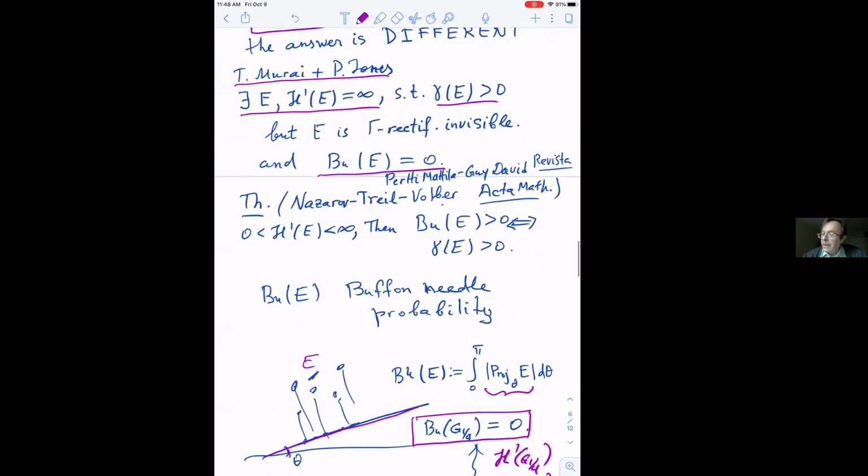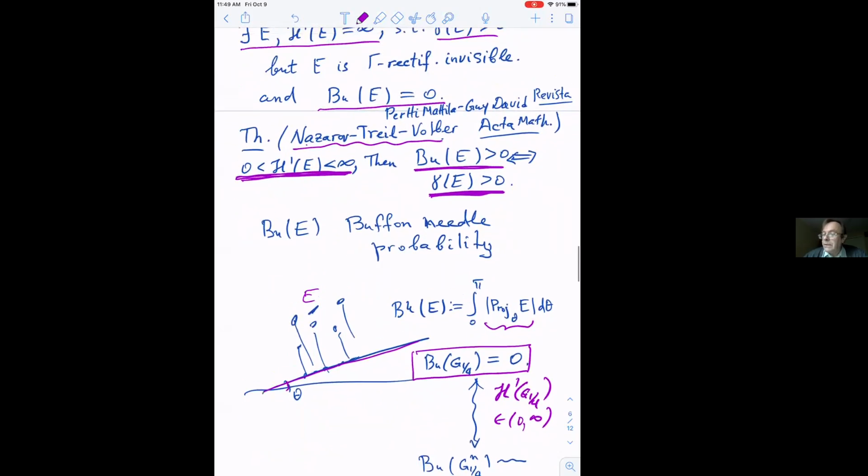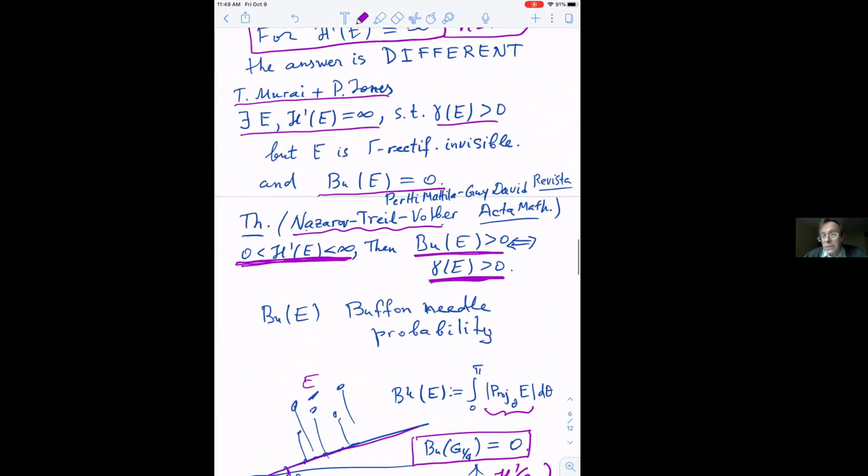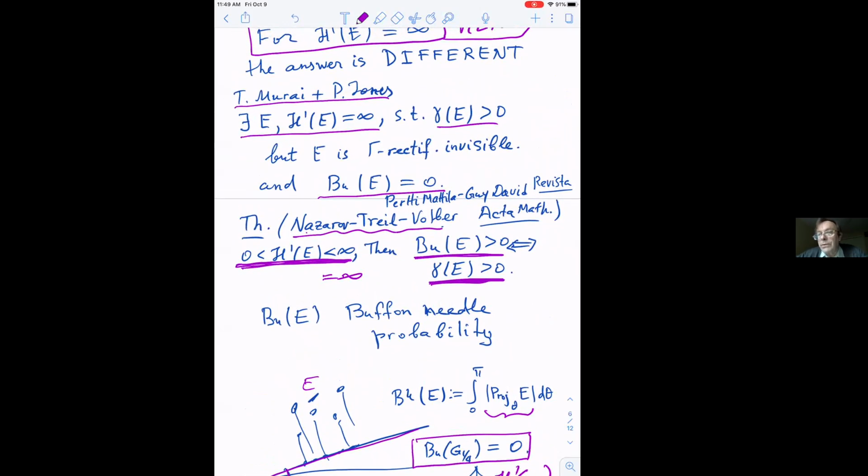There was another problem. Here is another geometric characterization. Suppose we have this condition, so again we come back to the first case, when length is strictly between 0 and infinity. Is it true that non-removability, the existence of a non-trivial analytic function bounded outside of it, is the same as Buffon needle probability being positive? The answer is yes. Again, this is us. And again, as soon as you have infinity here, the answer is no, by the example of Jones and Murai.